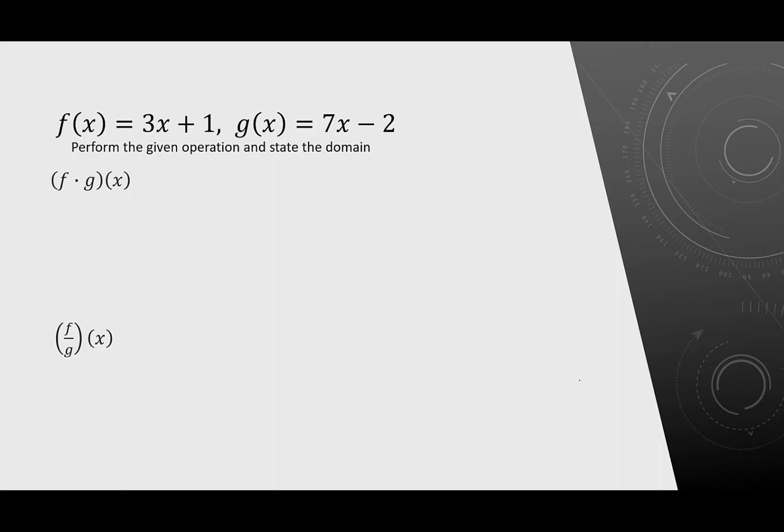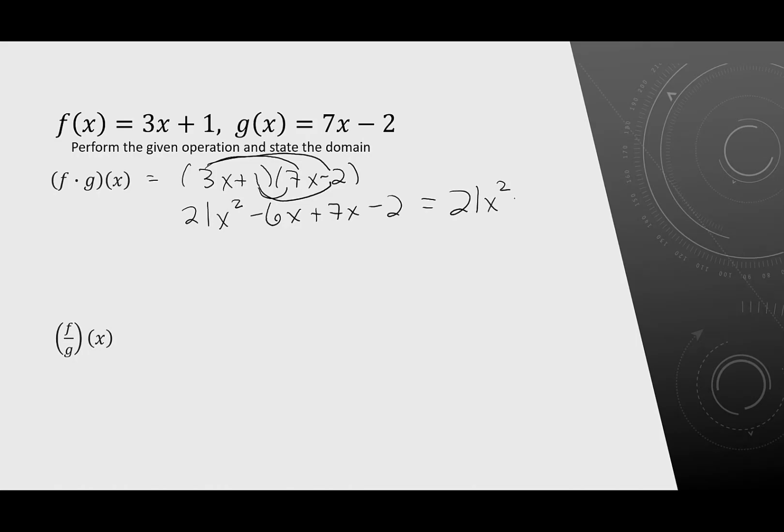Let's keep those two functions and let's do the multiplication and the division. So I have 3x plus 1 times 7x minus 2. If you wanted to, you can multiply this out, 21x squared minus 6x plus 7x minus 2, which is 21x squared plus x minus 2. And then f over g would be 3x plus 1 over 7x minus 2.